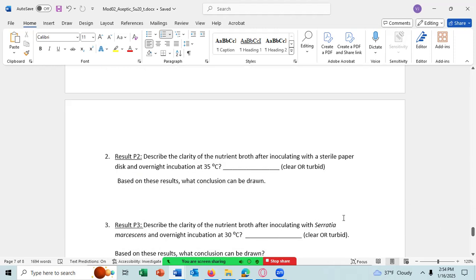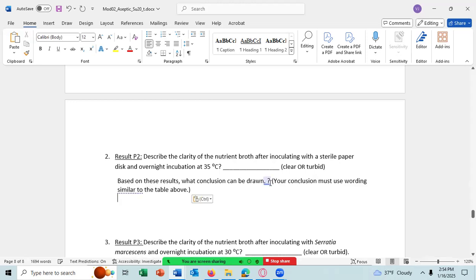And then come down to question 2. The result of procedure 2, describe the clarity of the nutrient broth after inoculating with the sterile paper disc and overnight incubation at 35 degrees Celsius. Was it clear or turbid? And then 2B, based on these results, what conclusion can be drawn? Once again, you must use wording similar to the table above. Any question about that?